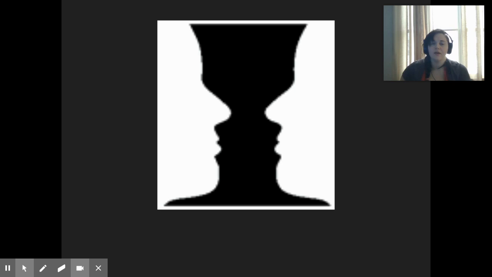So when you take a look at this, what do you see? Well, if you focus on the center, you see a vase. If you focus on the outside, you see a face. This concept is called the Rubin vase, which uses an ambiguous or bistable image.